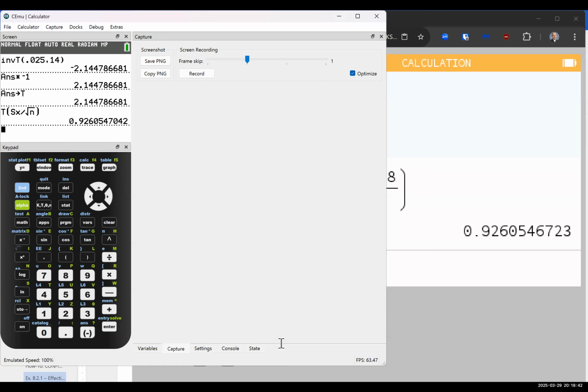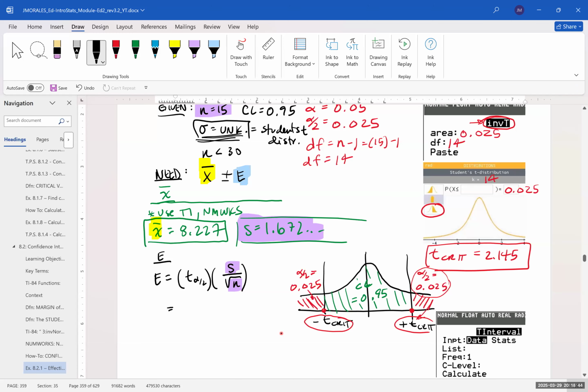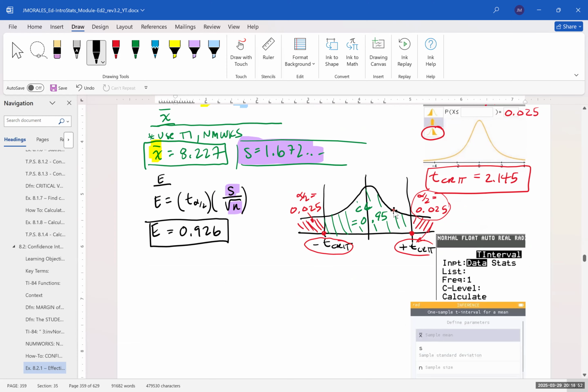So our error is equal to 0.926. So that means our confidence interval of x bar plus and minus E is going to be equal to 8.227 plus and minus 0.926.